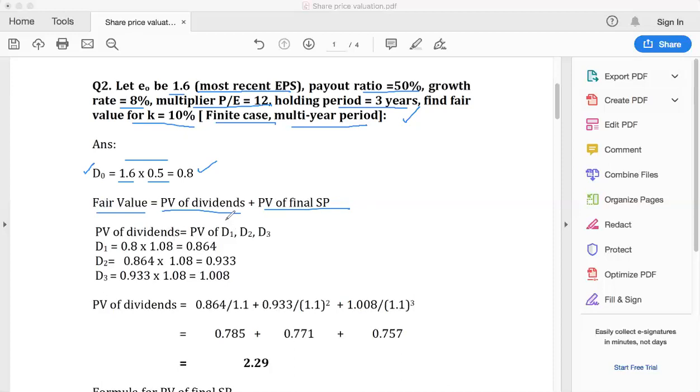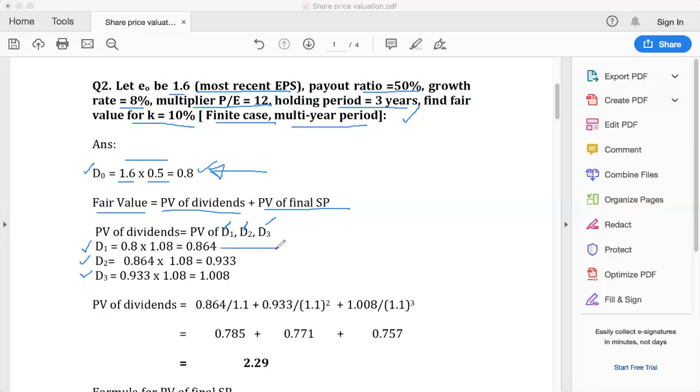So present value of the dividends means we are going to have how many dividends in 3 years? First dividend at the end of first year, second dividend at the end of second year, and a third dividend at the end of third year. So for these three dividends, we can easily calculate how much each will be, because dividend is a fixed percentage of your earning, because payout ratio is fixed. And the most recent dividend keeps on growing by 8% per annum.